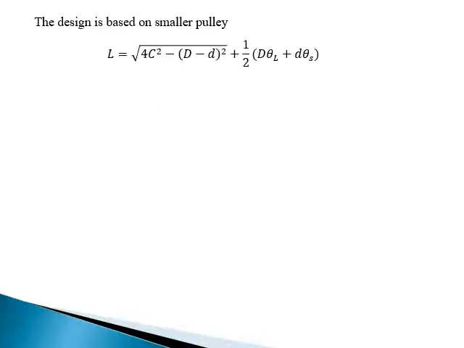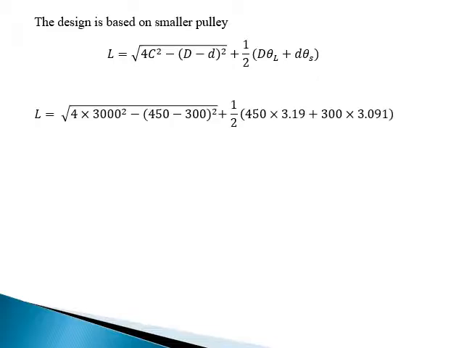Now we calculate the length of the belt. We have the equation L is equal to root of (4c square minus (D minus d) whole square) plus half into (capital D into theta L plus small d into theta s). If you substitute the values of small d, capital D, c, theta L and theta s, we can calculate the length of the belt. So if you substitute capital D as 450, small d as 300, the center distance c is equal to 3000, theta L is equal to 3.19, theta s is equal to 3.091.